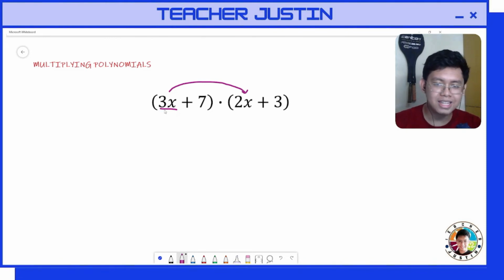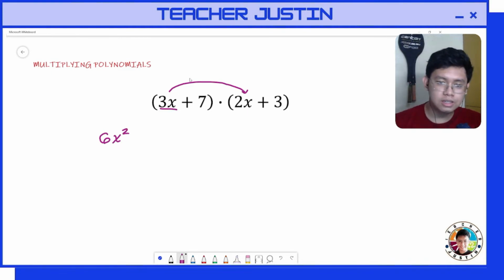So let's apply it here. 3 times 2, that will be 6. And then x times x, so copy the variable and then add the exponent. So 1 plus 1, 2. So it will be 6x squared.